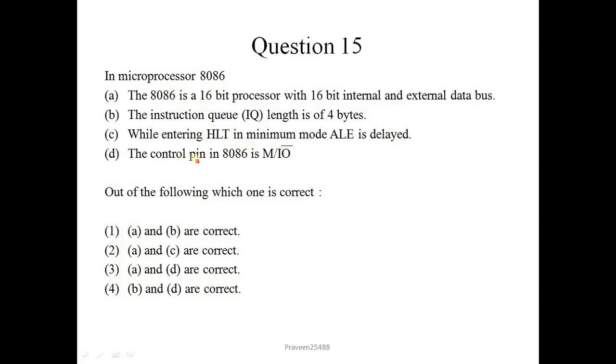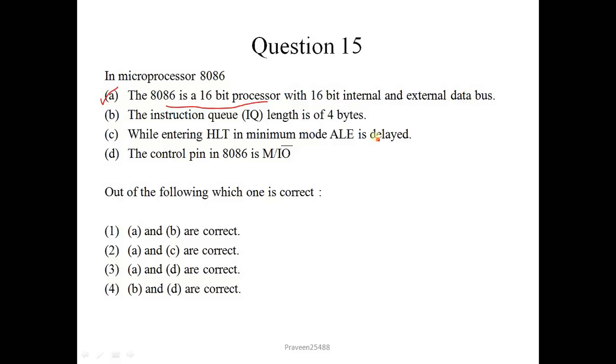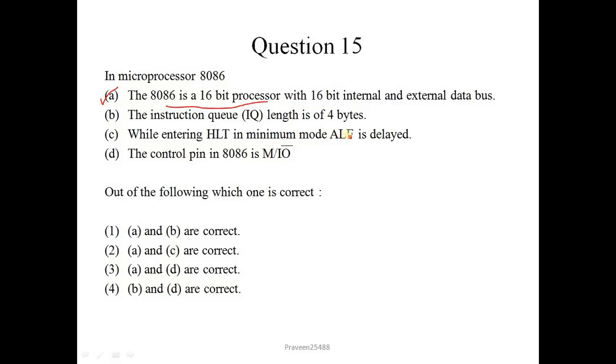So 8086 is known as a 16-bit processor which can execute 16-bit data at a time. So it has a 16-bit internal and external data bus. So this statement is correct. The instruction queue length is of 4 bytes. In an 8086 microprocessor, there is an instruction queue which has 6 registers, each of 8 bits. So its length is 6 bytes. So this statement is incorrect.